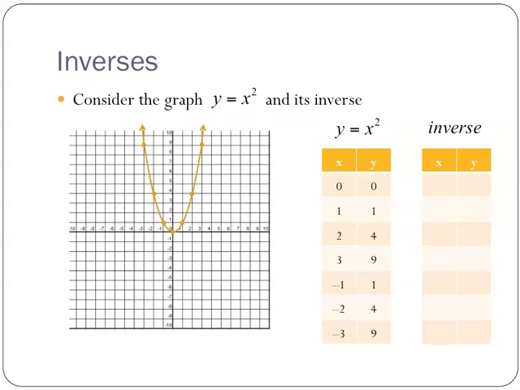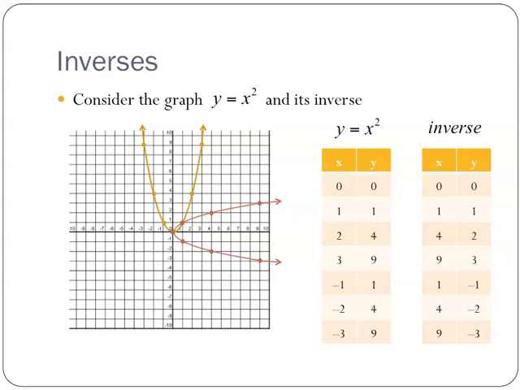Now for the inverse, we are going to swap the input and output values, so the x and y get swapped. Now 0, 0, and 1, 1 is going to be the same, but then for 2, 4 becomes 4, 2, 3, 9 becomes 9, 3, this becomes 1, negative 1, 4, negative 2, and 9, negative 3. So now let's put those points on. I'm going to do it in a different color so we can differentiate here. 0, 0, 1, 1. Put all those points on your graph, and you can see we have what looks like a sideways parabola.